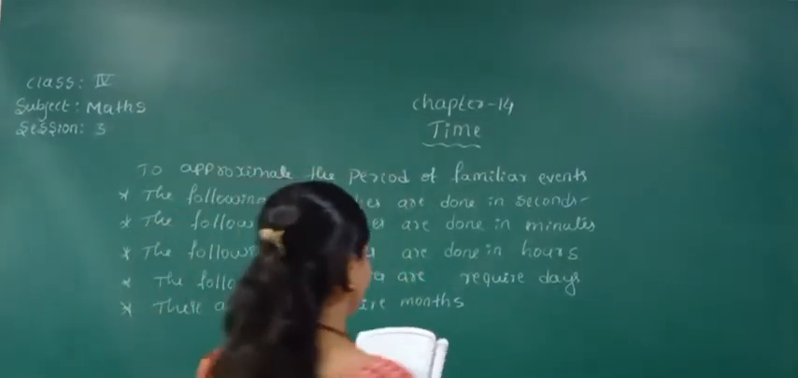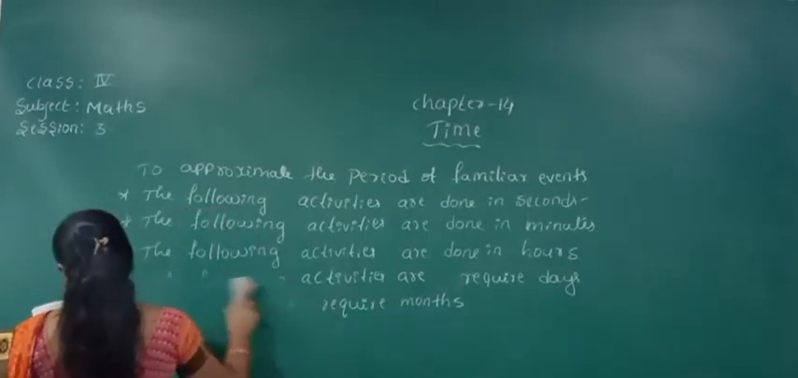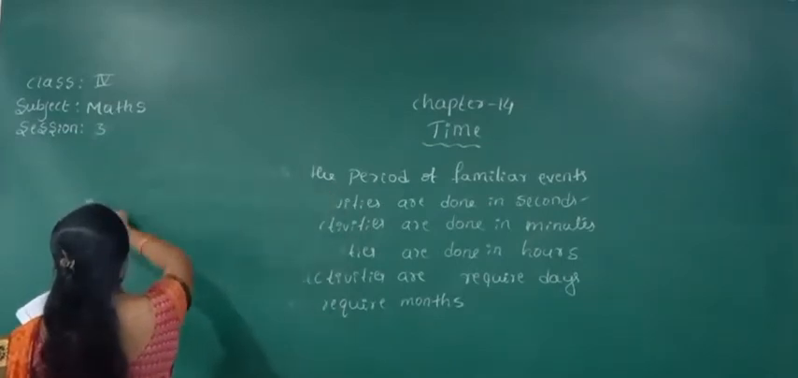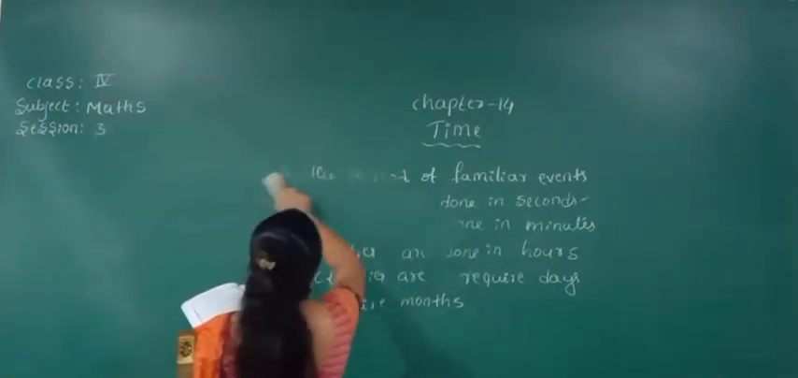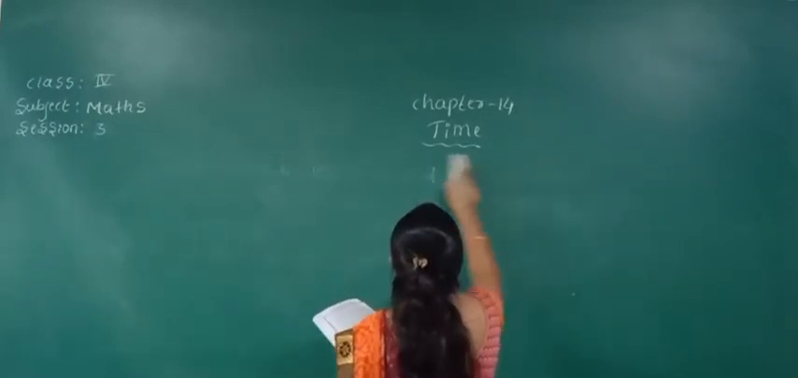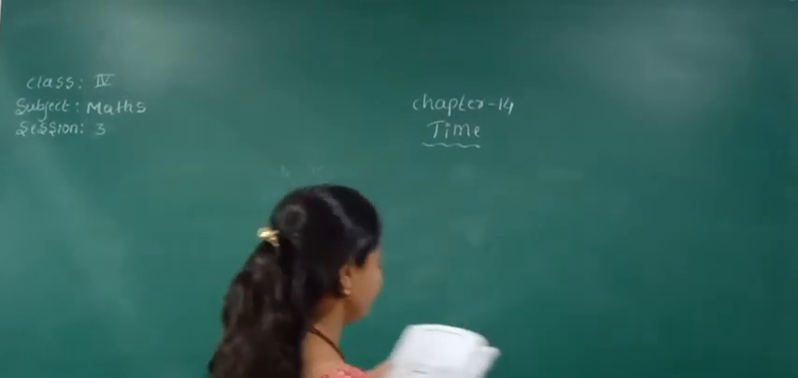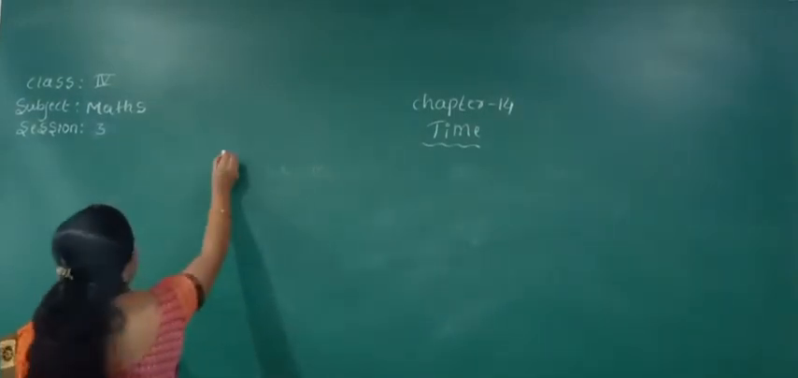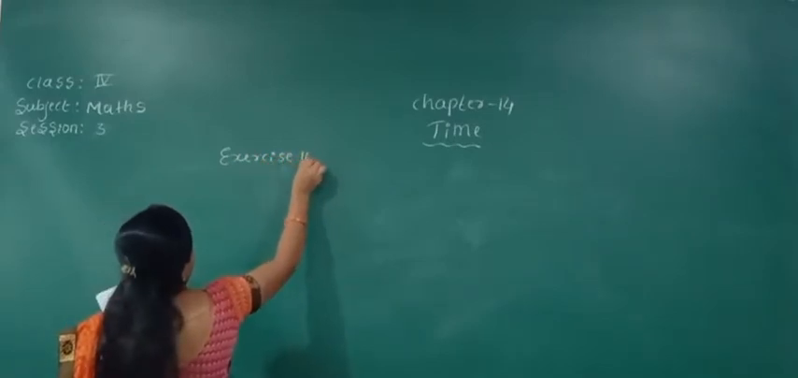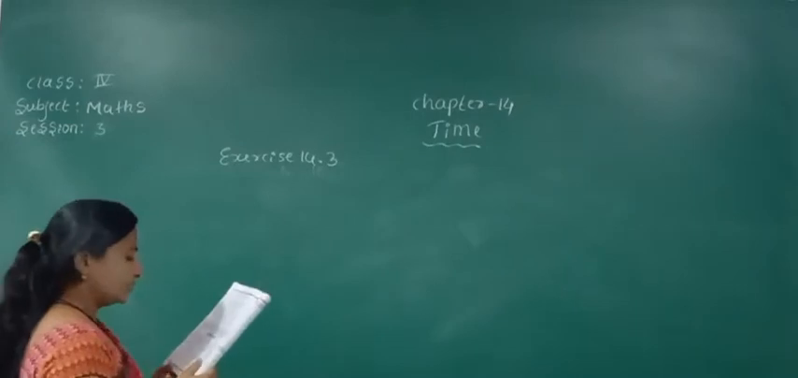So in our day-to-day life, for the time taken, some of the events can be approximated and some of the events can be told accurately. Okay, so approximate and accurate events, now we will see. First, exercise 14.3 is given here. Exercise 14.3, yes, given here in the textbook.